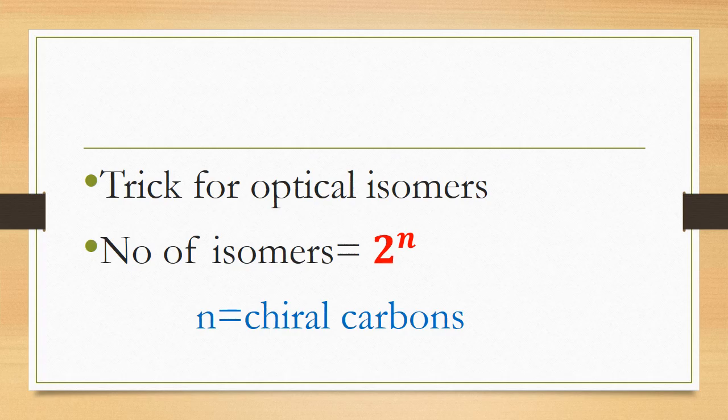Now to find the number of optical isomers, the formula is 2^n, but in this formula n is not the number of carbon atoms, n is the number of chiral carbons. Remember this point.